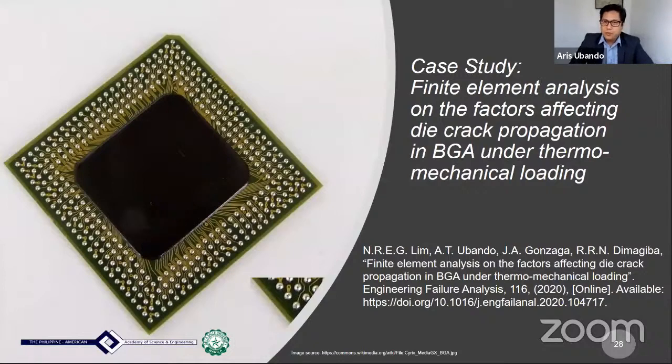So allow me to present a case study. This is already a published work in Engineering Failure Analysis Journal. The paper is entitled Finite Element Analysis on the Factors Affecting Die Crack Propagation in BGA packages under thermomechanical loading. This is an MS work by one of our graduate students, Mr. Nino Rigo Emil Lim.